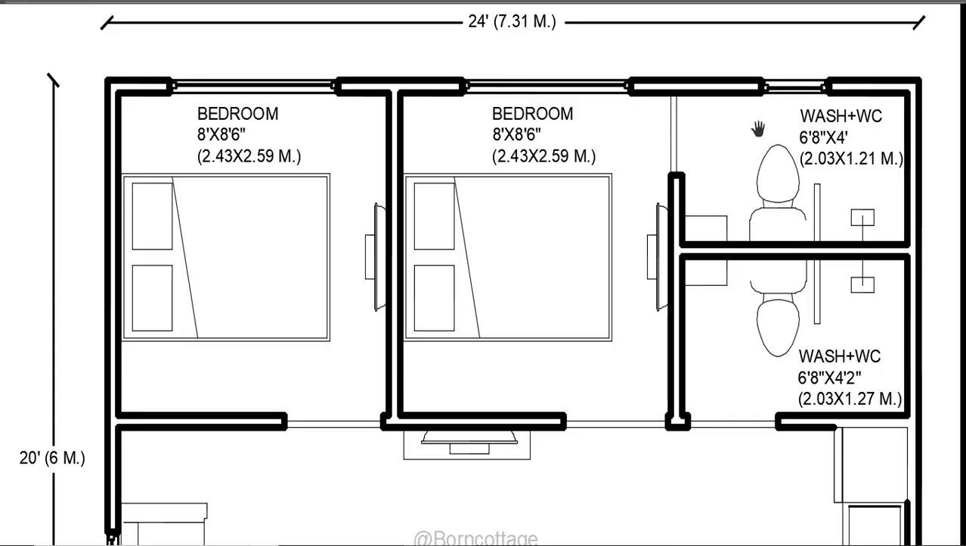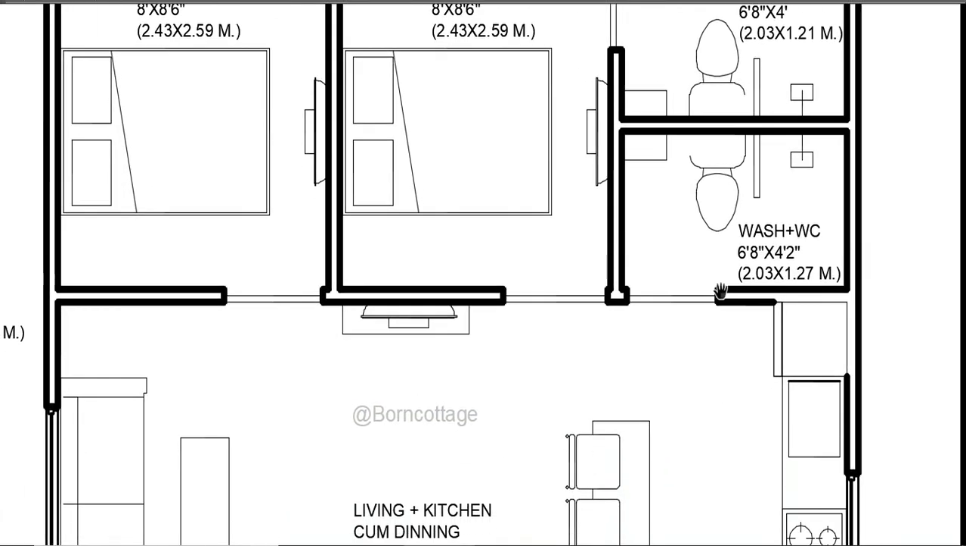And we have an attached washroom plus water closet with this room. You can see here the wash basin, water closet, and the shower area, and we have a ventilator for ventilation of this washroom. If we go on the right side, so we have a common use washroom plus water closet. Here you can see the wash basin, water closet, and the shower area, and we have a ventilator for ventilation of this washroom. So this is the floor plan of the house you are watching on the screen.